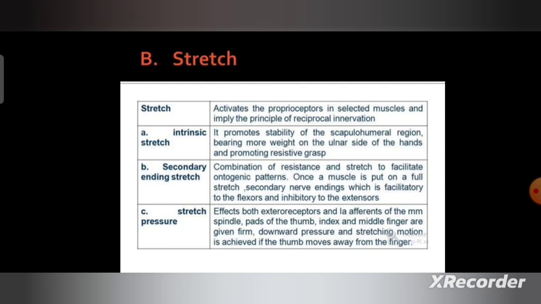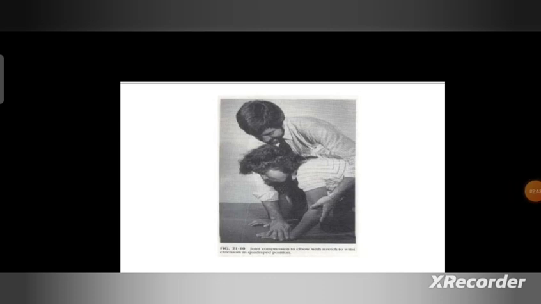Once a muscle is put on a full stretch, the secondary nerve ending is facilitatory to the flexors and inhibitory to the extensors. Third is stretch pressure. It affects both exterior receptors and IA afferents of the muscle spindles. The pads of the thumbs, index and middle fingers give firm downward pressure, and a stretching motion is achieved if the thumbs move away from the fingers. Here there is joint compression to the elbow with stretch to the wrist extensors in quadruped position.